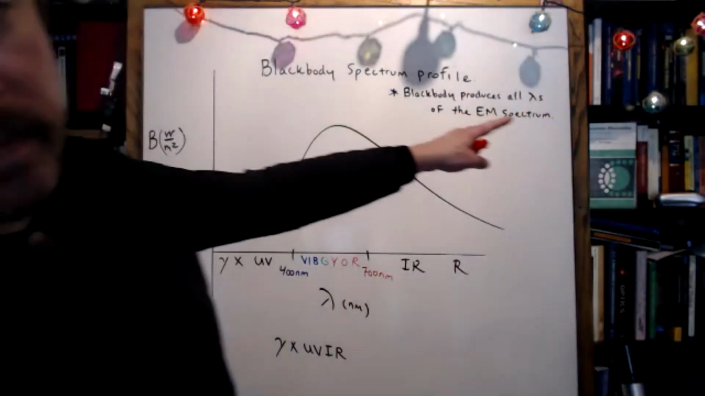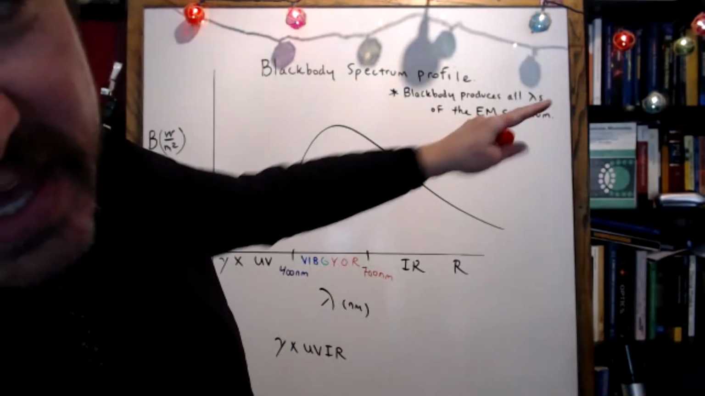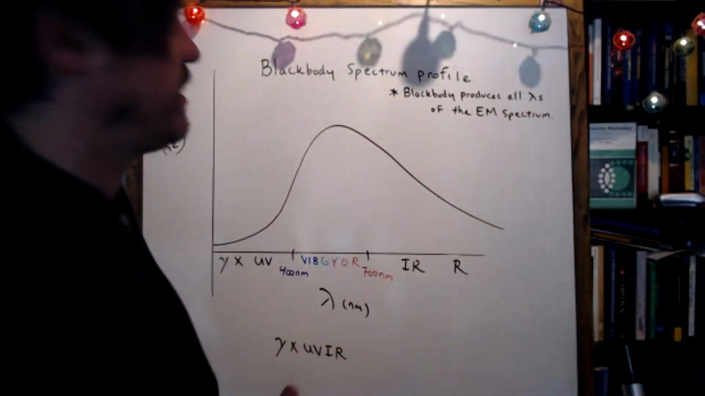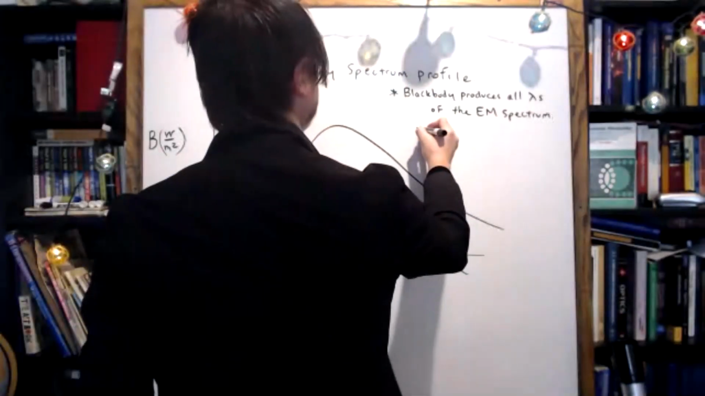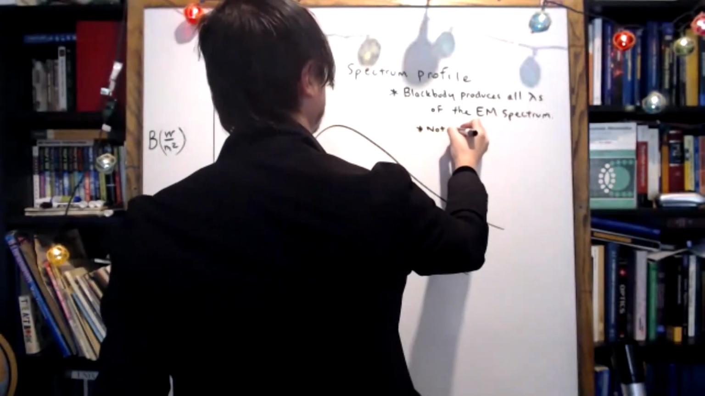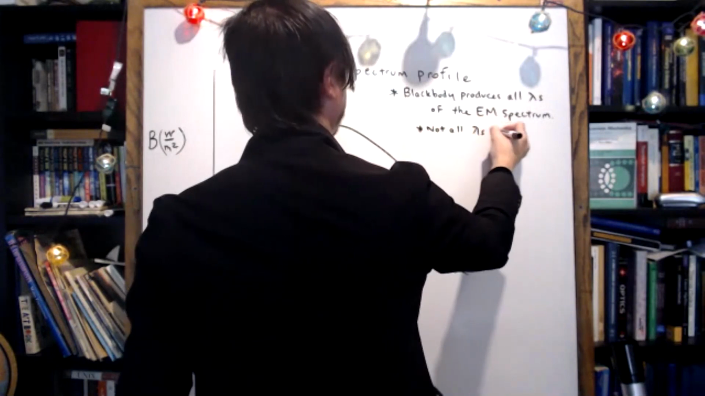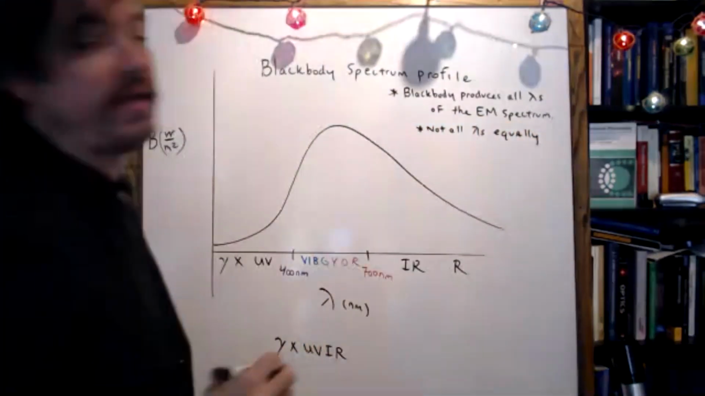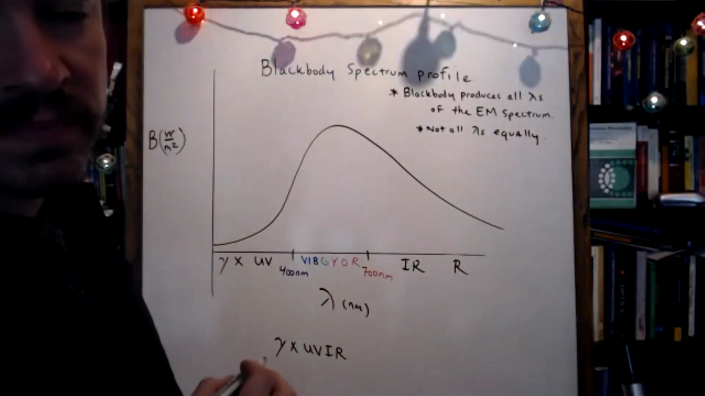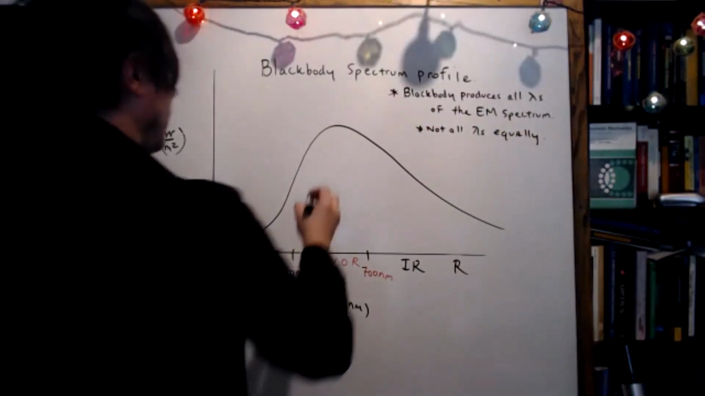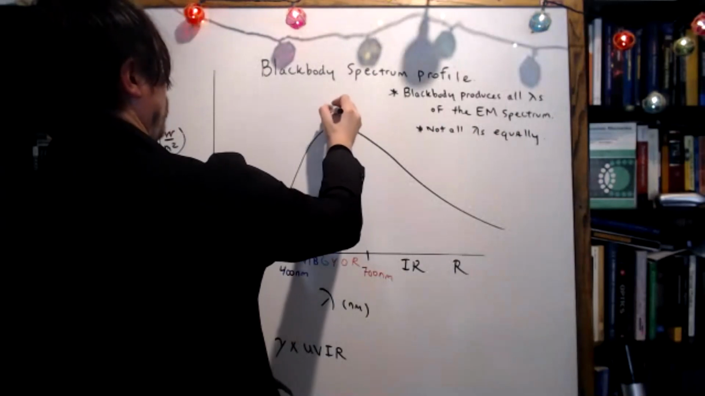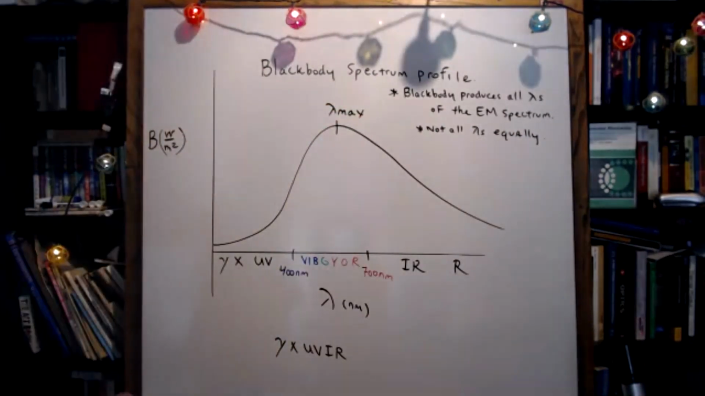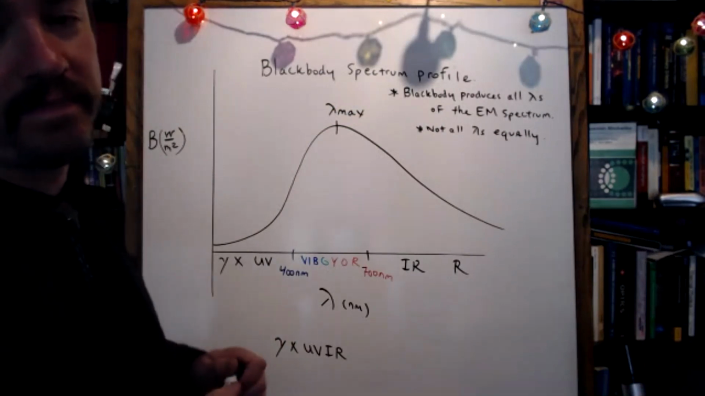Sometimes people abbreviate the electromagnetic spectrum as the EM spectrum. A black body produces all wavelengths of the electromagnetic spectrum. But the second issue is that not all wavelengths are emitted equally. There is one wavelength, which I call lambda max. It always emits one wavelength more than any other.